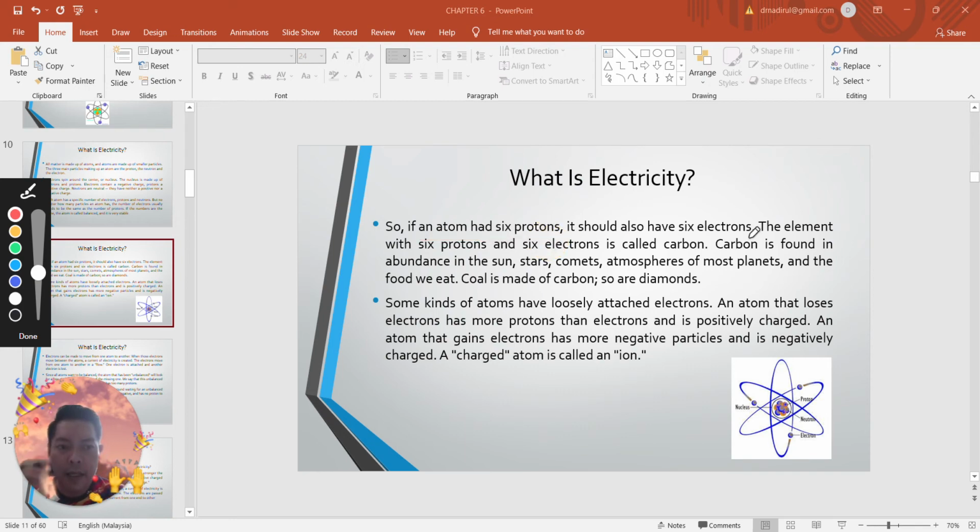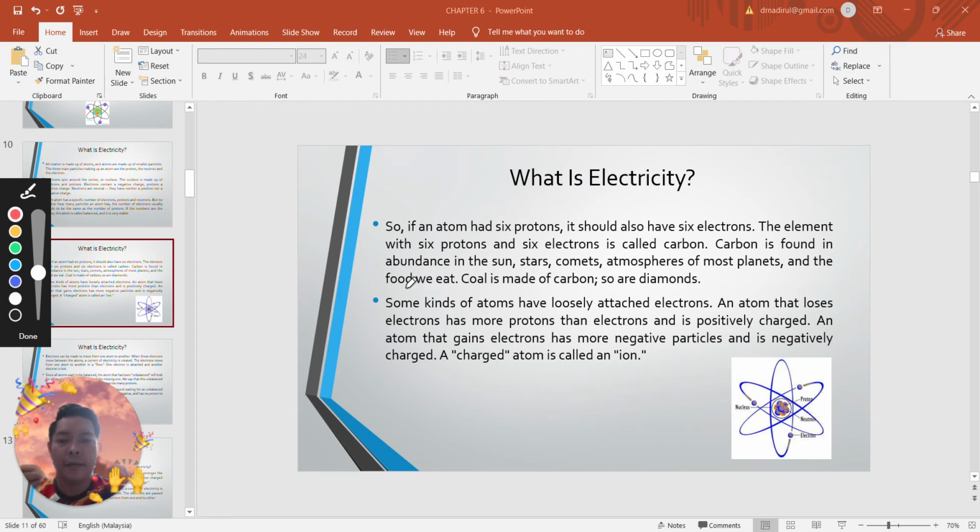Okay, the element with six protons and six electrons is also known as carbon. Carbon is found in abundance in suns, stars, comets, atmospheres, and also most planets. And the food we eat is actually made up of the fundamental building block, which is carbon. Gold is also made up of carbon, as is diamond.